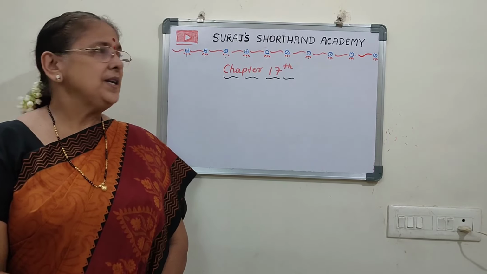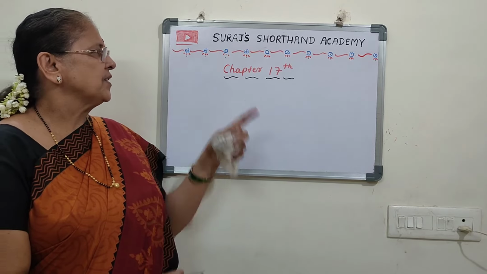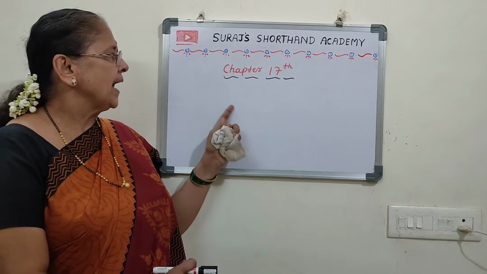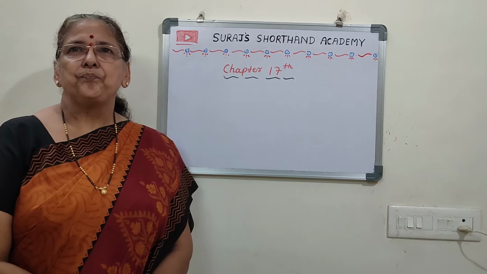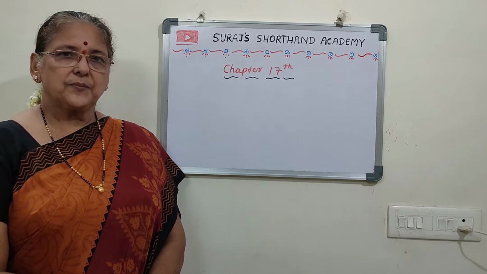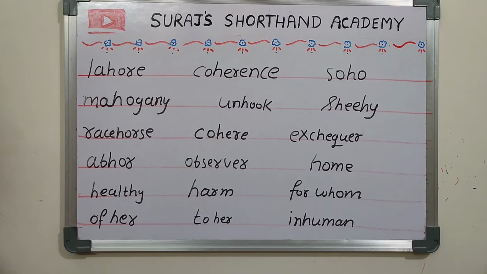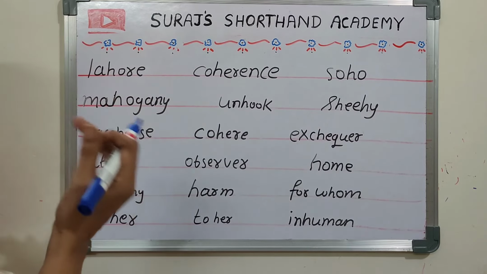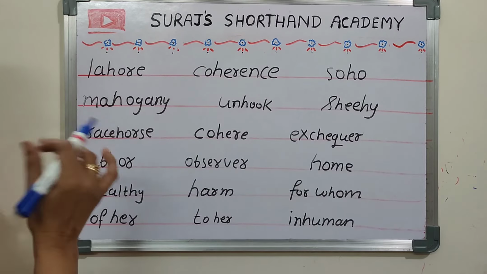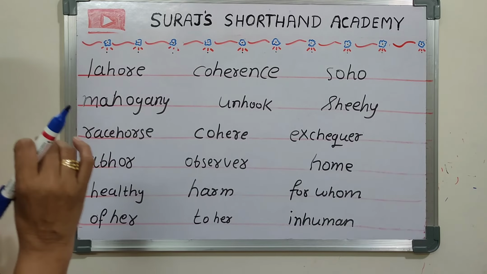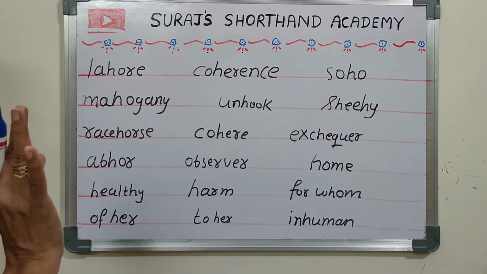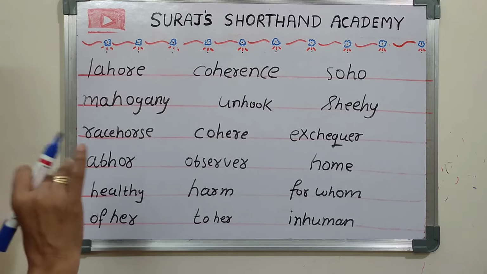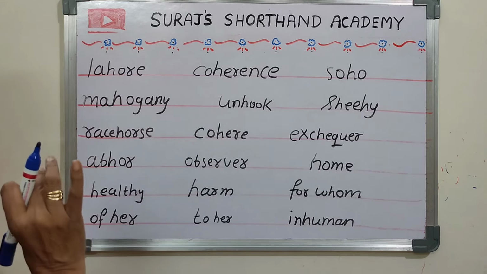Today, I will be teaching the remaining part of chapter 17, and some words also. I am giving exercise 65. Now, H is written upward also, and downward also. In the last video, I had given simple and easy words, and most of the words were repeated. But today, there are a few changes.